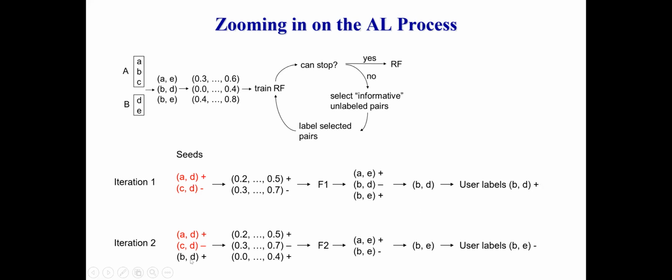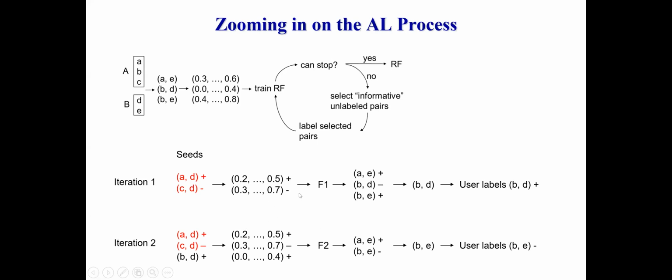Next, I'm going to add that together with the 2 seeds. Now I have 3 labeled examples. Convert them into feature vectors, train a new random forest, apply it to the remaining examples in the sample, select the next controversial example, ask the user to label that, and so on. So I basically do this for 30 iterations.